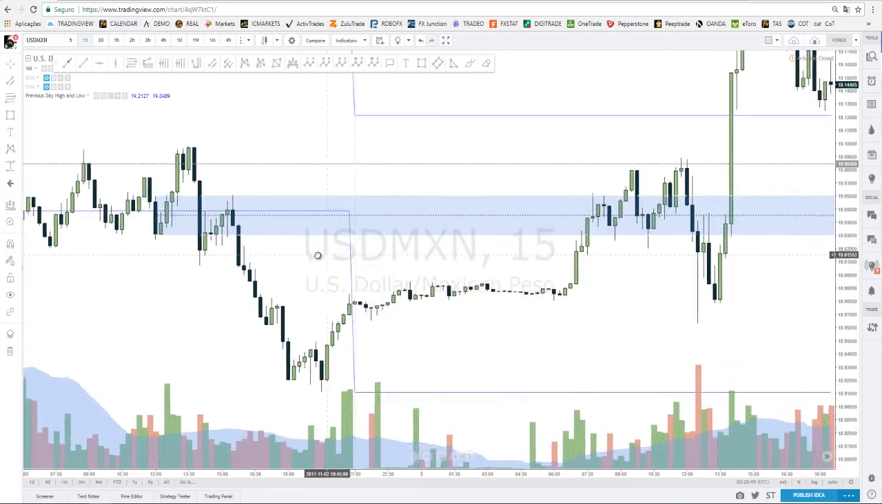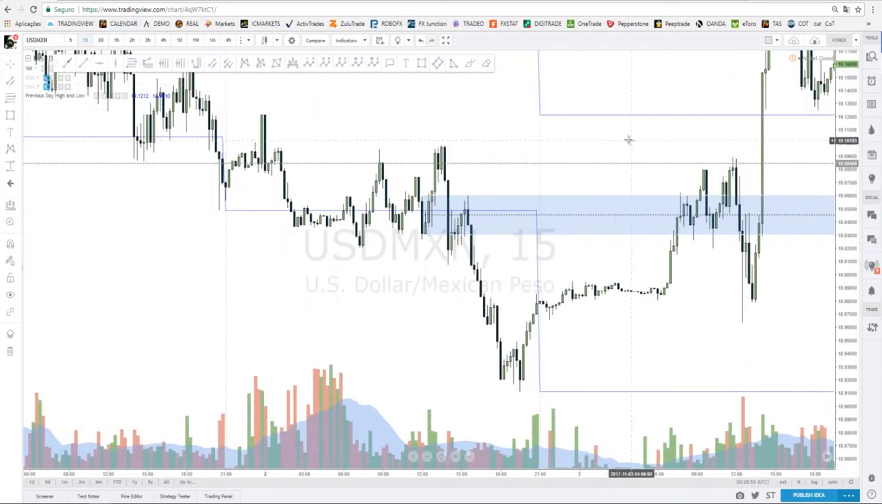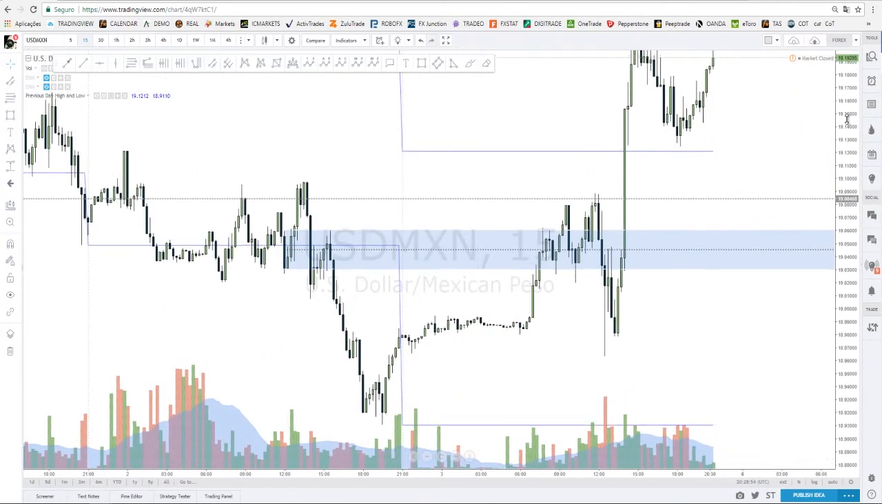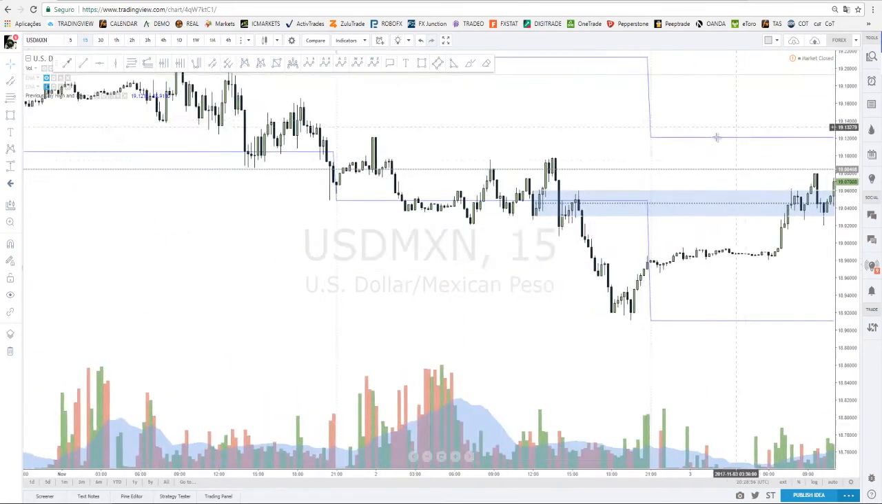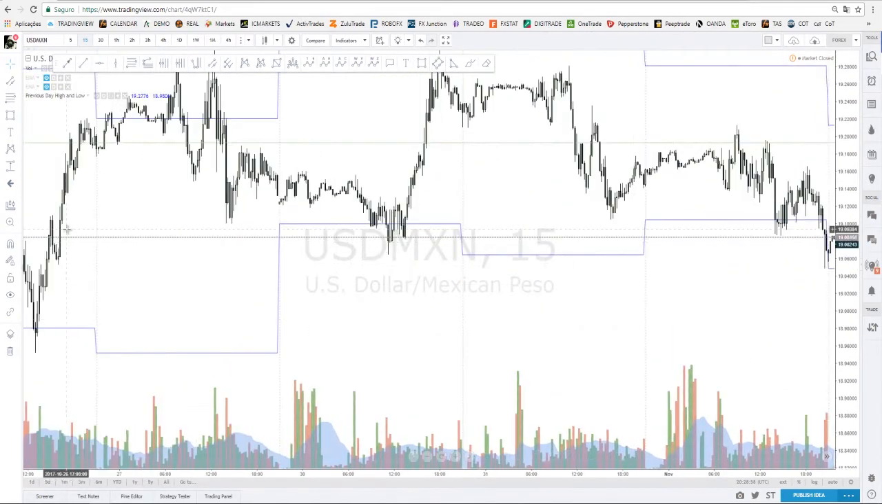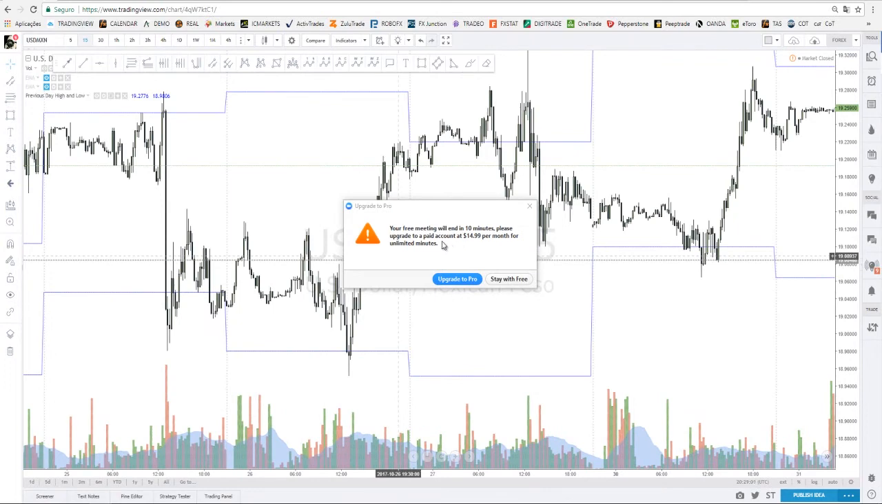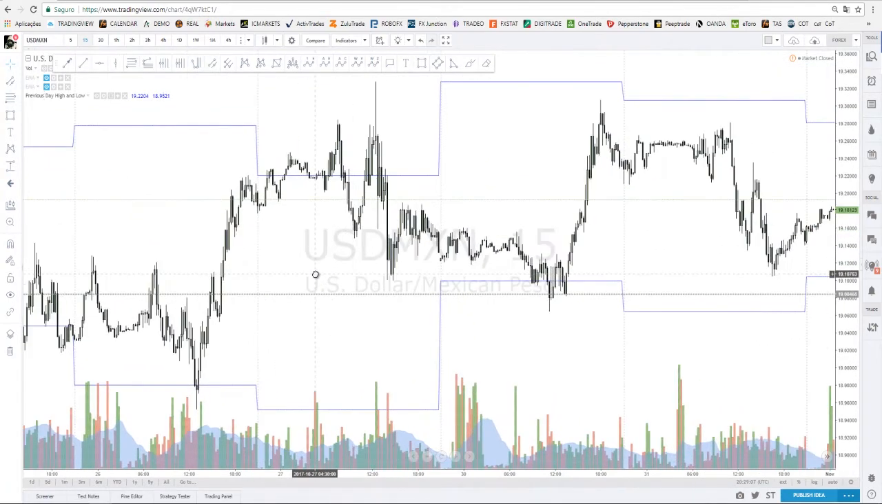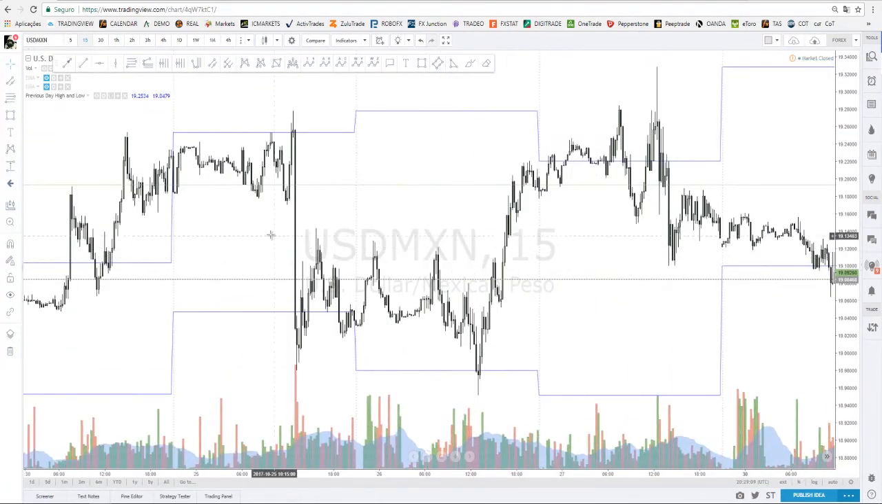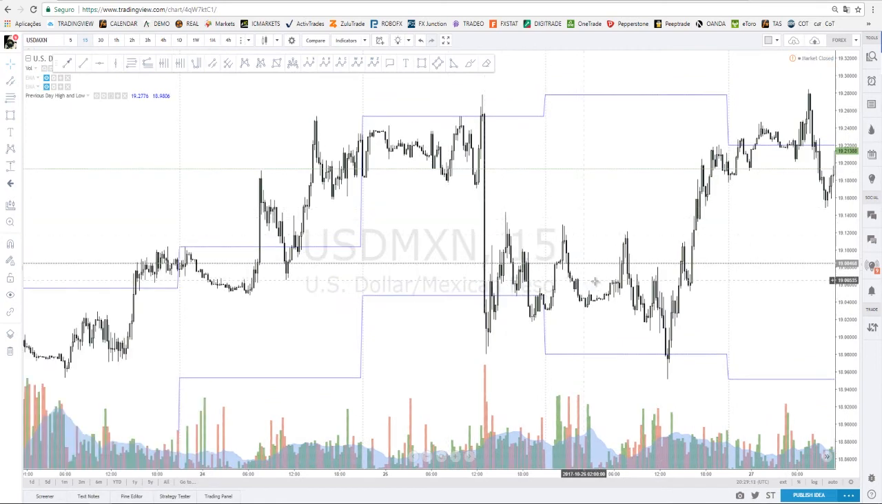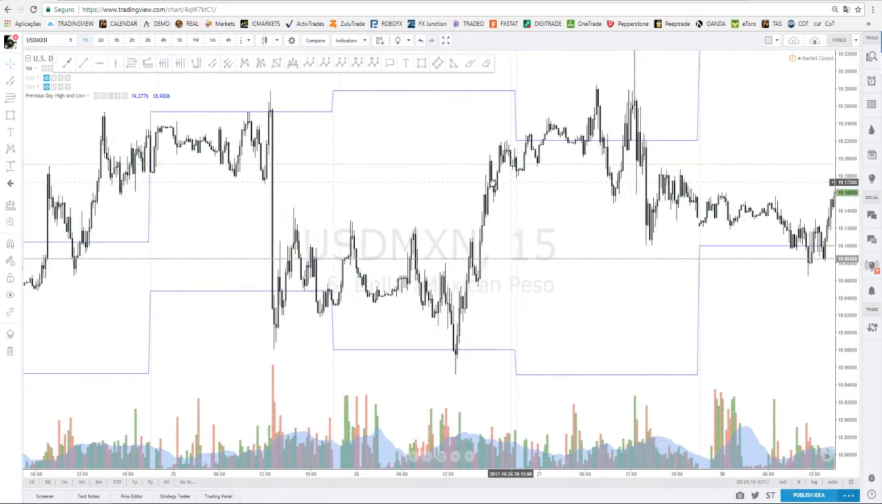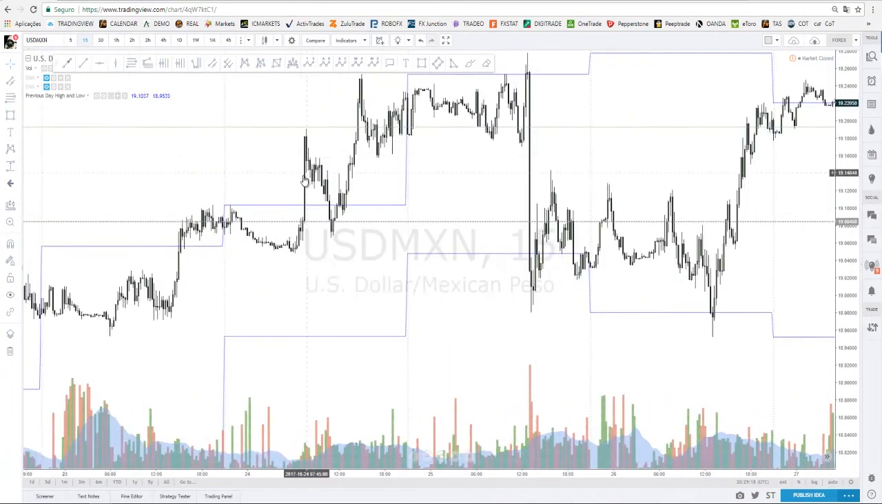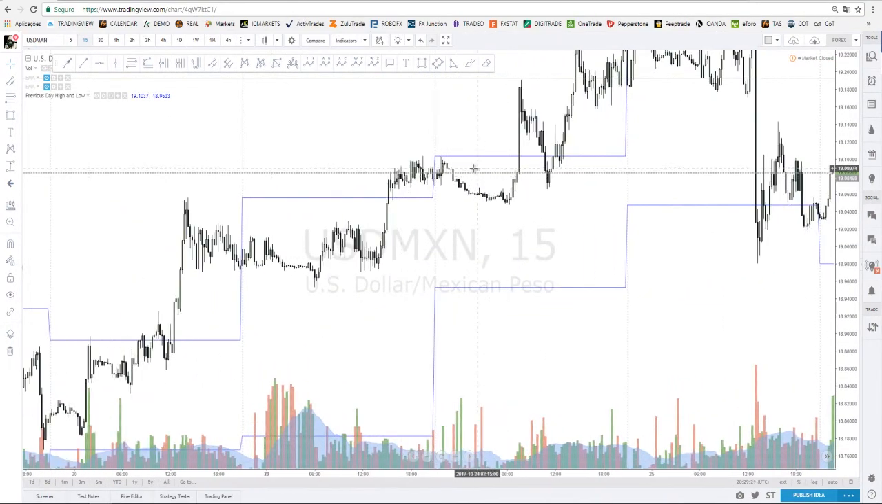Let's see another one. That's a nice indicator, that high-low on TradingView. I'll show you how nice it is. Okay, I think I have 10 minutes. But you see how often it goes to the highs and lows of the day before?